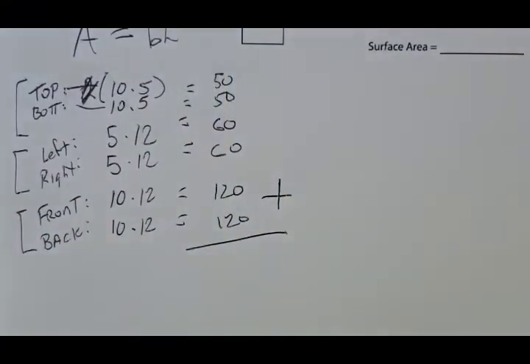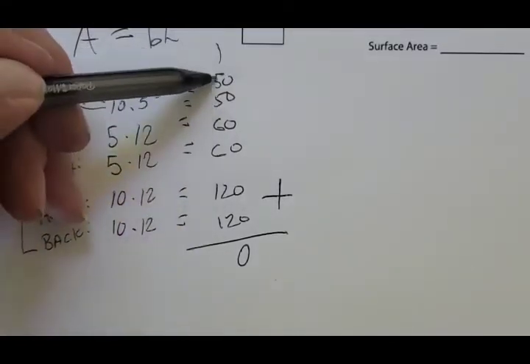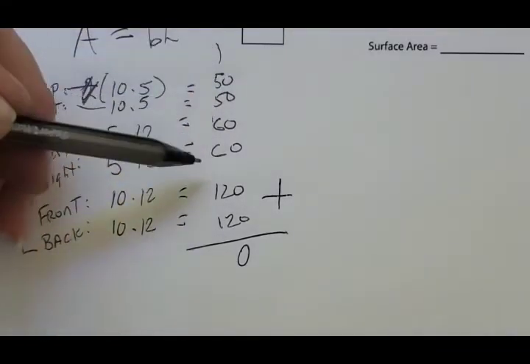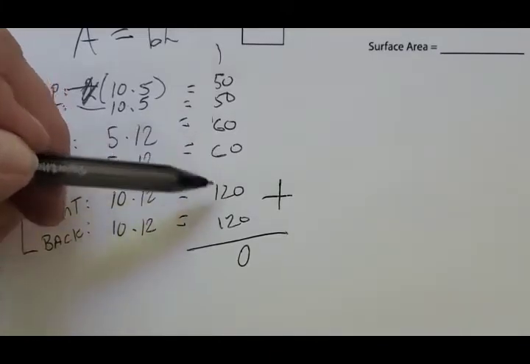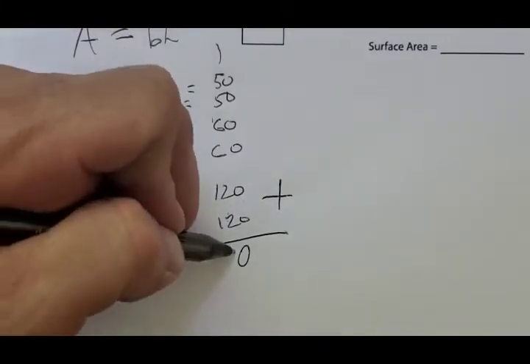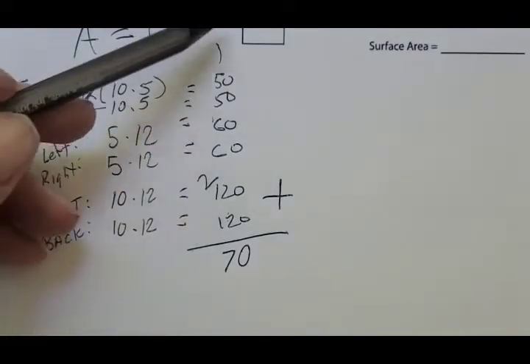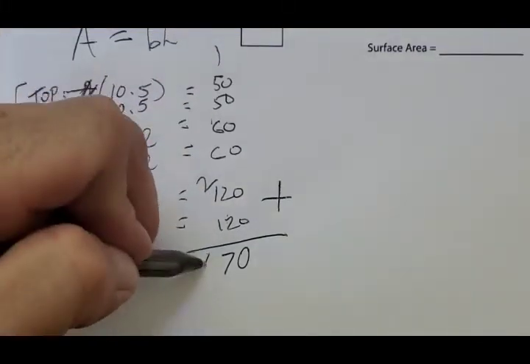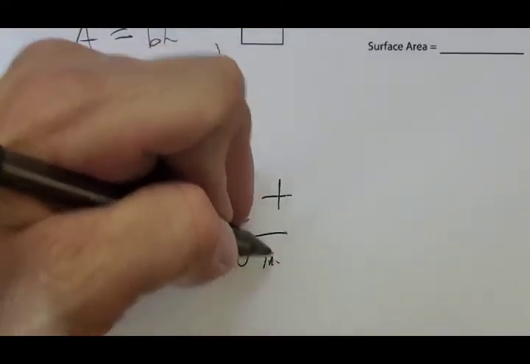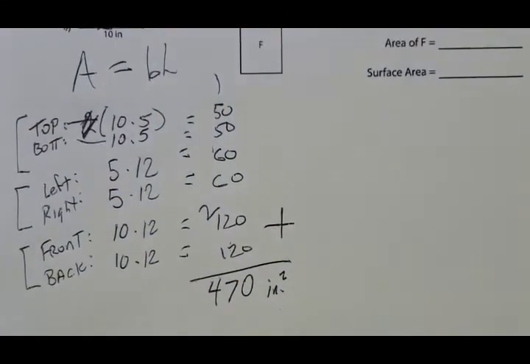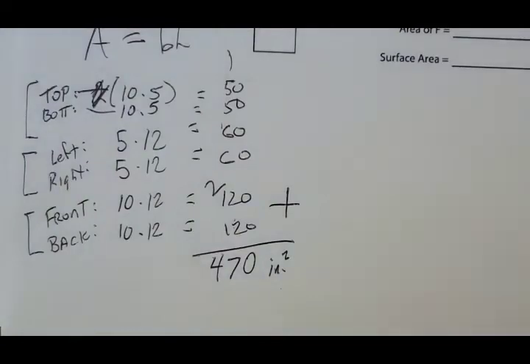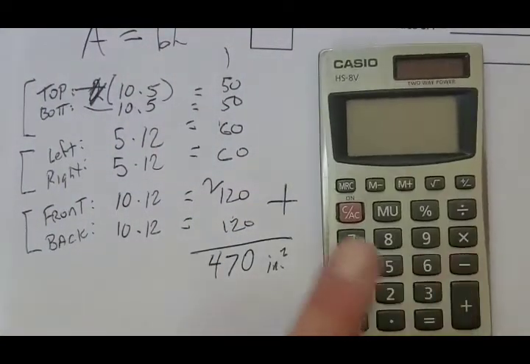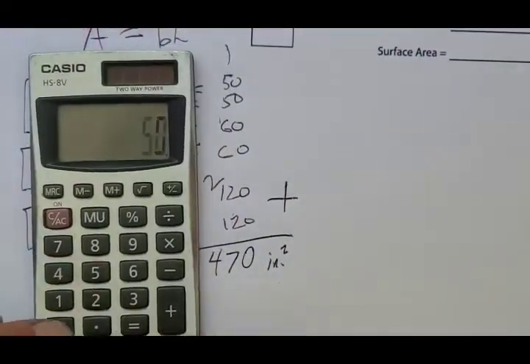To find the total surface area of this, we're going to add these all together. So I got 0. I'm going to carry my 1. 5, 10, 11, 17. Plus 6 is 23. 24, 25, 26, 27. Carry the 2. 2, 3, 4. So it appears to be, and again, we're dealing with area, so it appears to be 470 square inches.